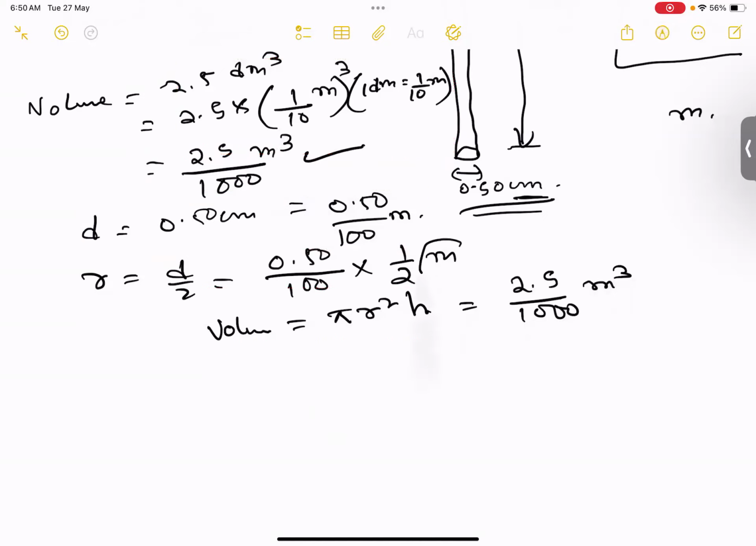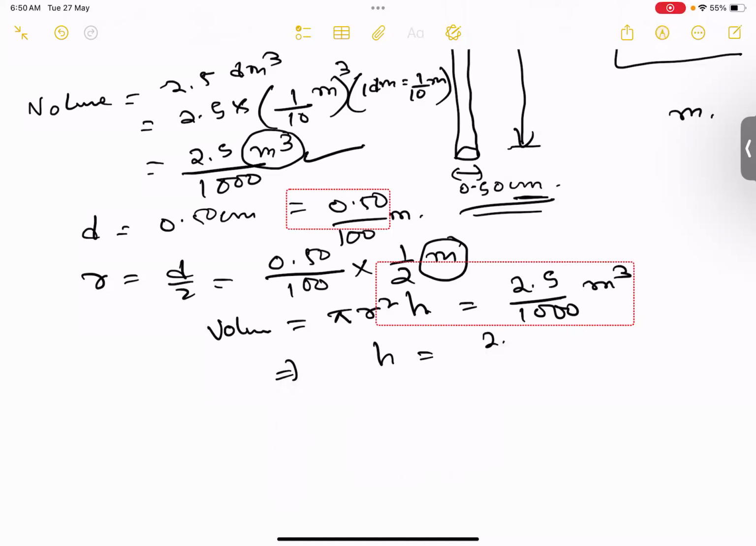While solving, always remember that it's in the same unit, okay? Square roots, cube root, that's a different matter, but it should be in the same unit. Everything should be in meter. If it is in centimeter, then everything should be in centimeter. It doesn't matter which unit you are using, but it should be in the same unit. Now we'll have to find the length, right? Length here is the height. Height is equal to, yes?